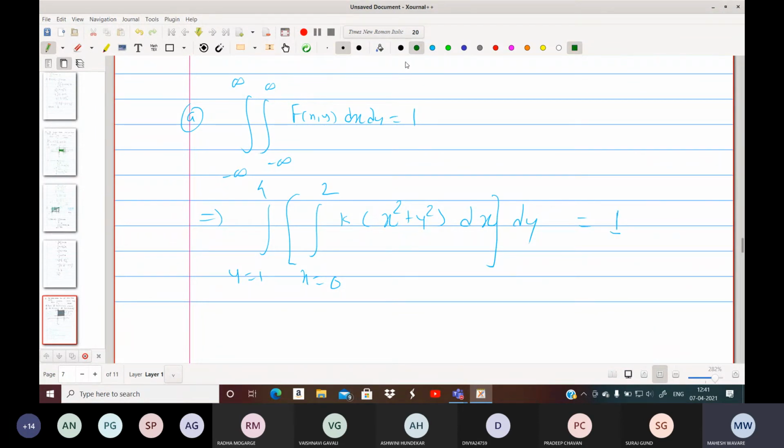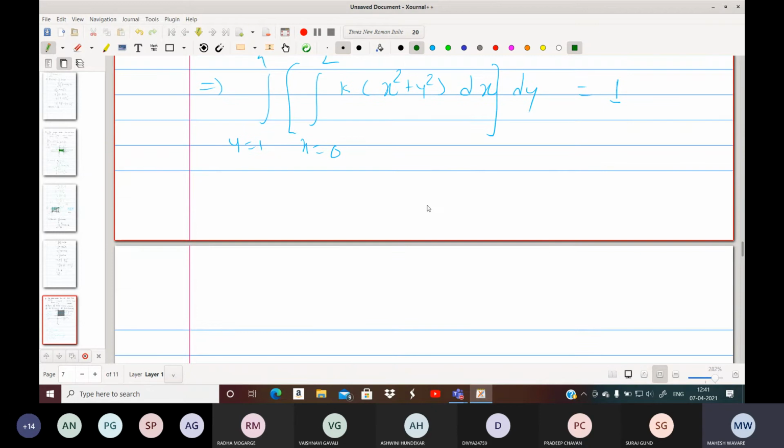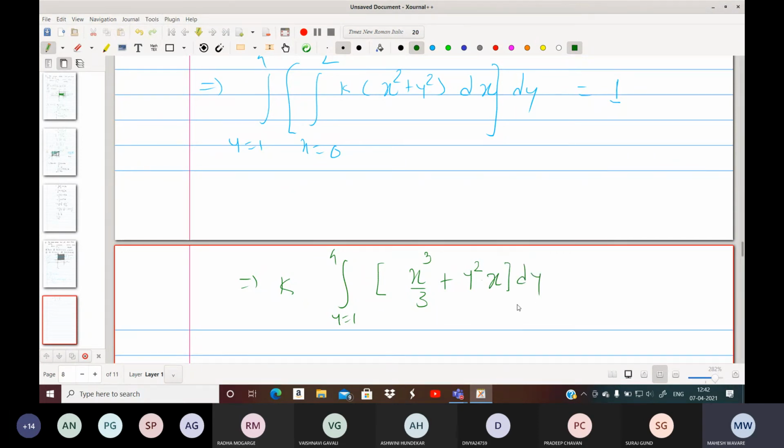Let me change the colors, it may not be visible to you. Okay, k is a constant, it can be taken outside. y is 1 to 4. You are writing the integration with respect to x keeping y constant. So x square has the integration x cube upon 3, and y square is constant, so its integration is y square into x. You are integrating with respect to y. Put limits 0 and 2.